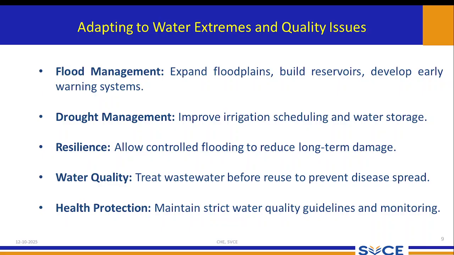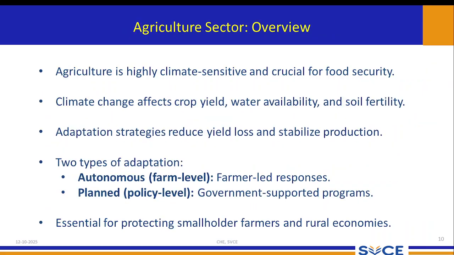Resilience, adapting to water stress and quality issues. Water quality: treat wastewater before reuse to prevent disease spread. Health protection: maintain strict water quality guidelines and monitoring. Coming to the agriculture sector, agriculture is highly climate sensitive and crucial for food security. Climate change affects crop yield, water availability, and soil fertility.